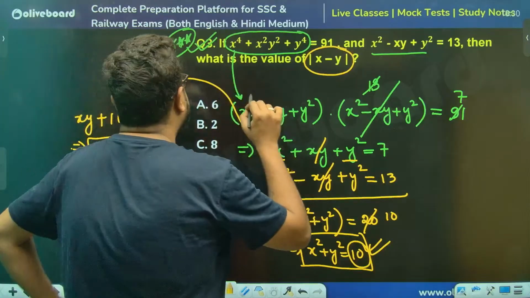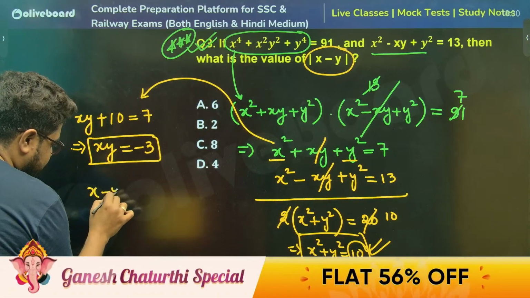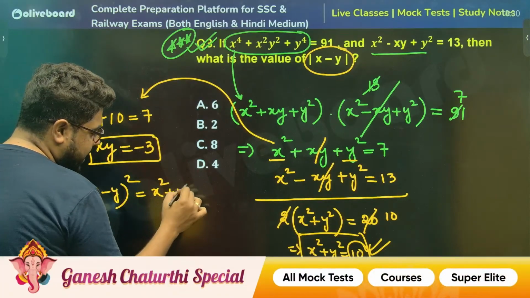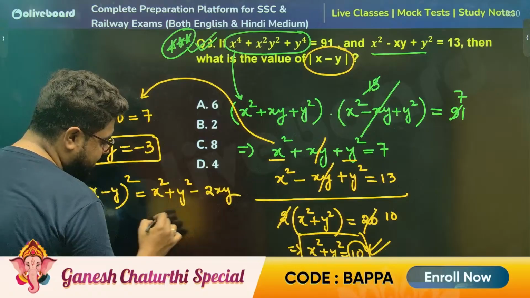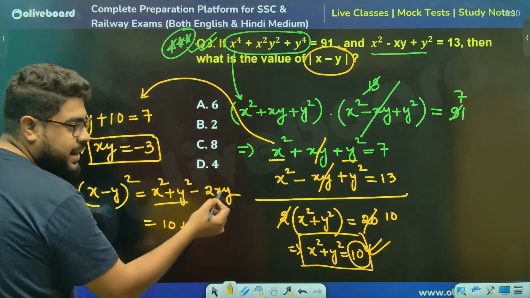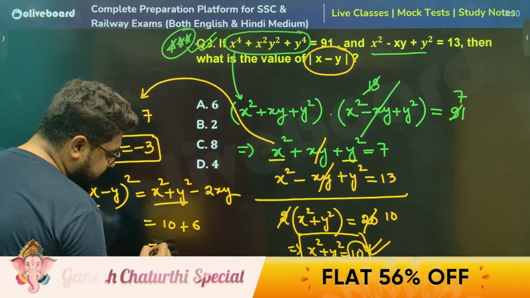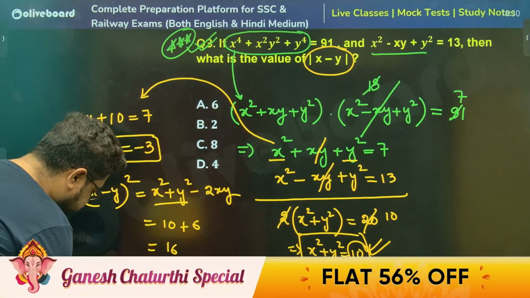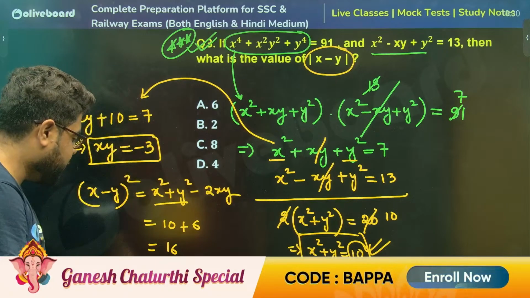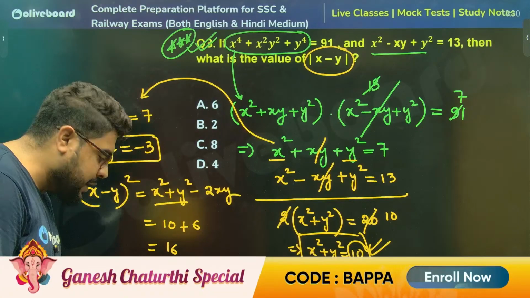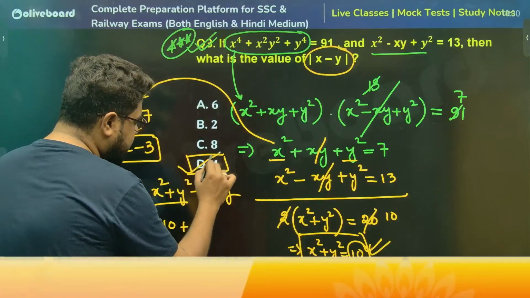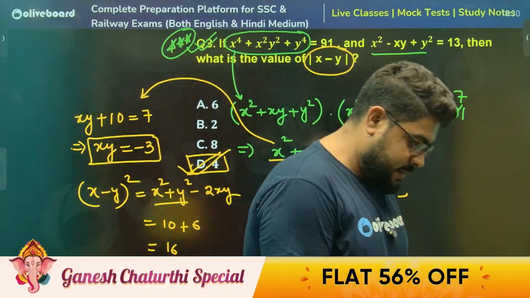So x minus y will be what? Let's see. x minus y whole square is equal to x square plus y square minus twice xy. So x square plus y square is 10, minus 2xy. Minus and minus will become plus; 2xy will become 6. So that is 16. So modulus of x minus y will become, sir, 4. Now, why 4? Why modulus? Because I am taking only the positive value, not the negative value. So this is your option D. That is, 4 is the correct answer.